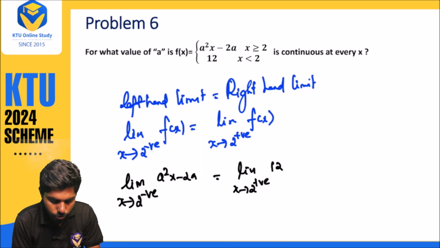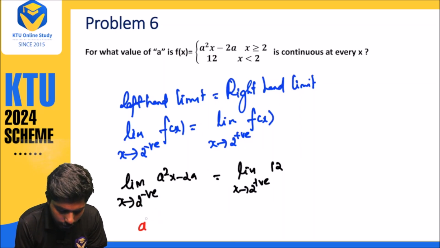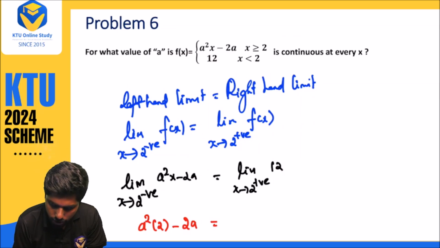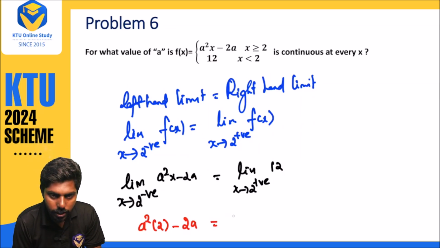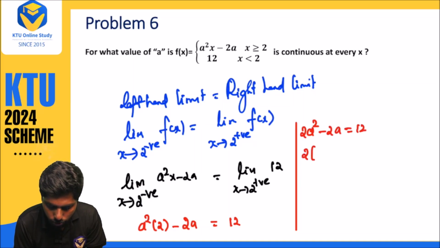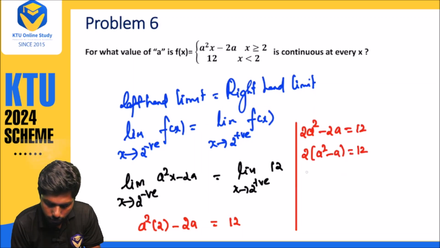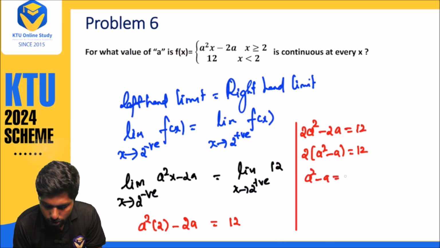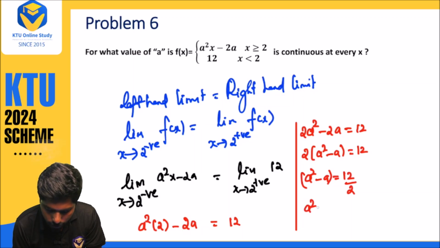Now when you are substituting the value of x, what will happen? It will become a² into 2 minus 2a is equal to 12. So this is 2a² minus 2a is equal to 12, taking 2 common outside, you will be getting a² minus a is equal to 12 divided by 2, that is a² minus a is equal to 6.